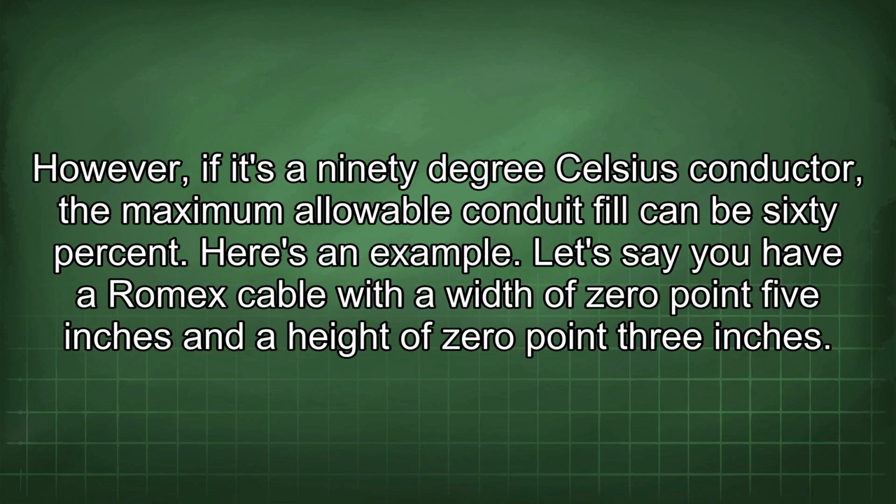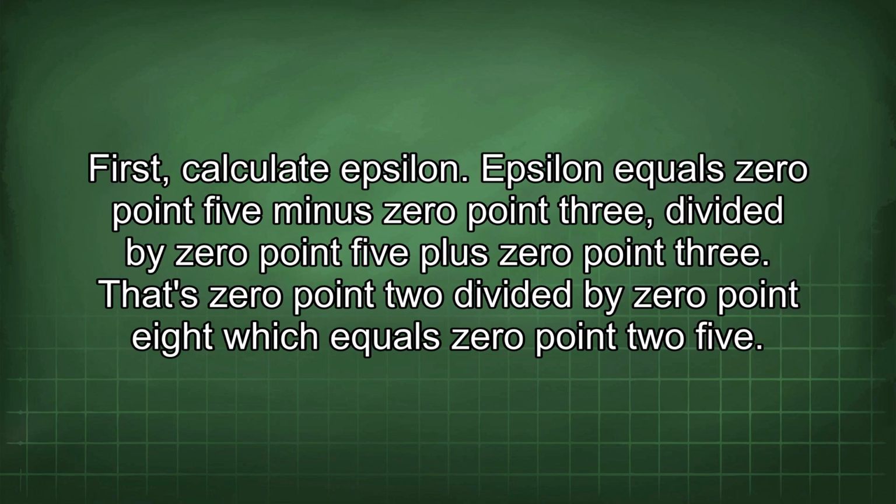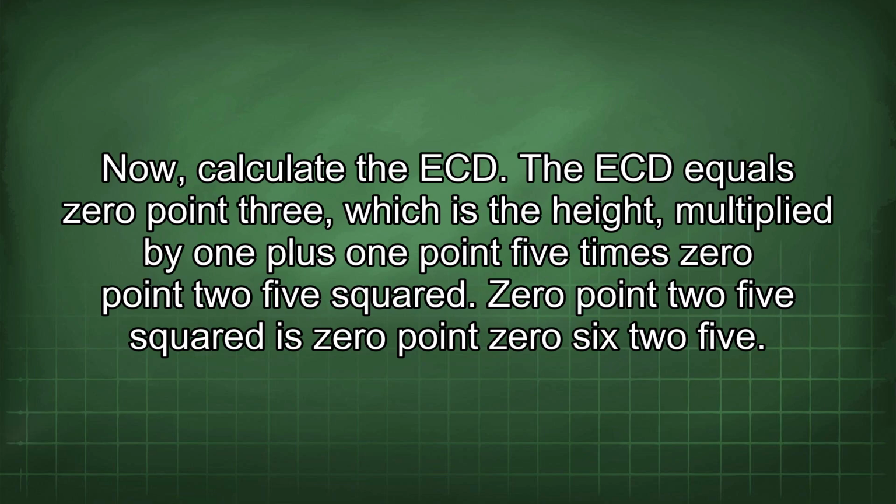Here's an example. Let's say you have a Romex cable with a width of 0.5 inches and a height of 0.3 inches. First, calculate epsilon. Epsilon equals 0.5 minus 0.3 divided by 0.5 plus 0.3. That's 0.2 divided by 0.8, which equals 0.25. Now calculate the ECD. The ECD equals 0.3, which is the height, multiplied by 1 plus 1.5 times 0.25 squared.